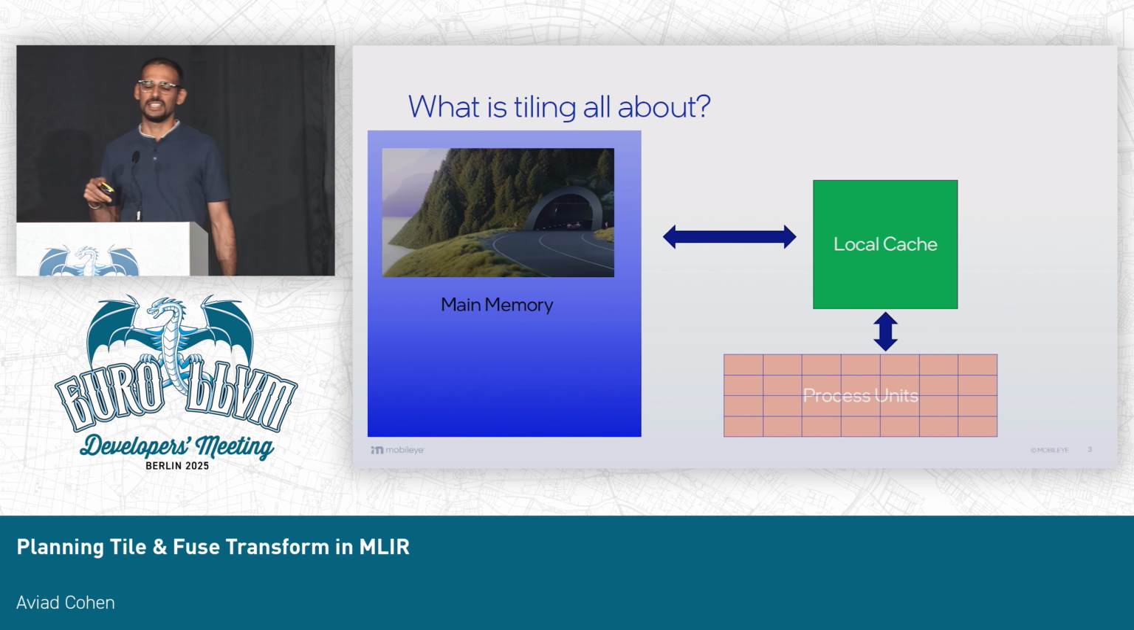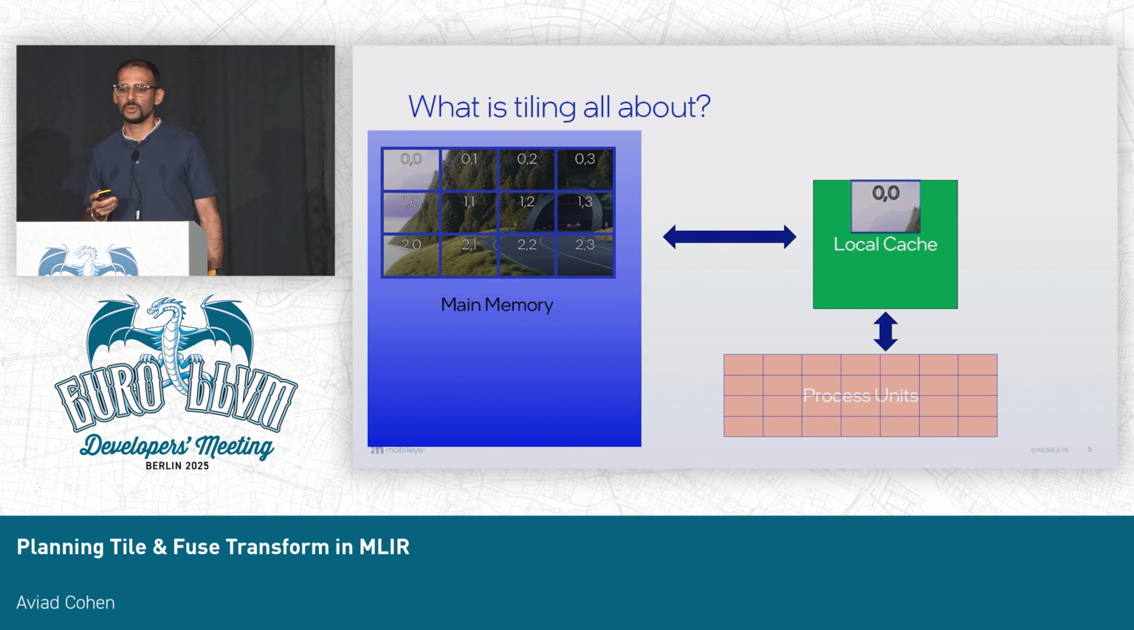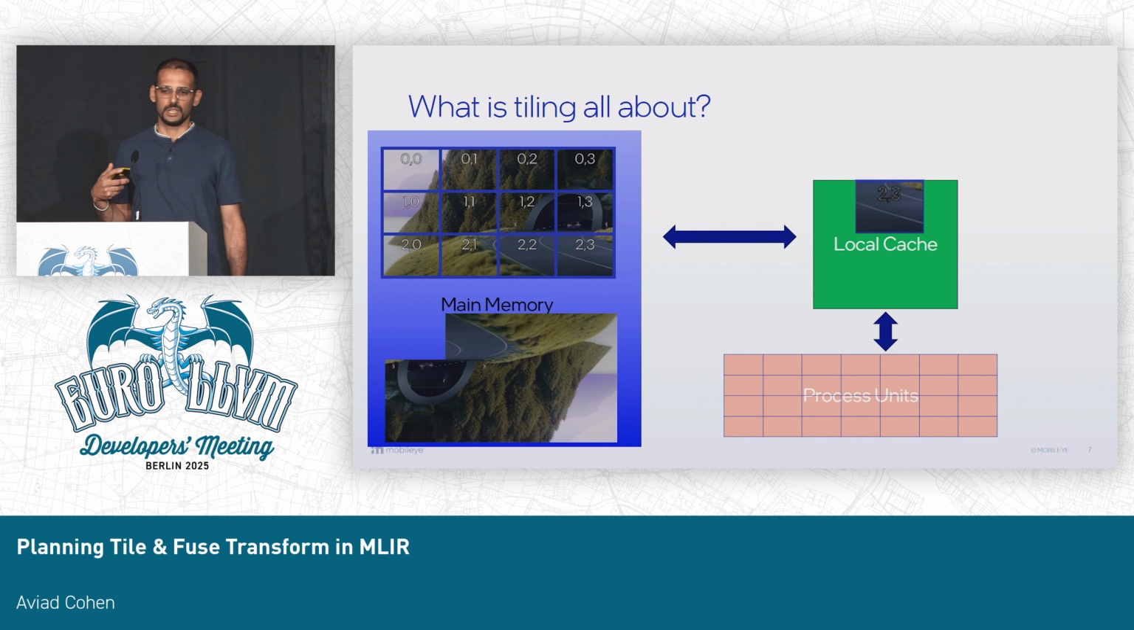So the cache is much smaller than the main memory. What can you do? You can split the picture into small chunks called tiles. And now you can process each tile separately, and once you finish with the processing, you can write it right back to the main memory. And you can do it iteratively until you finish with the whole picture. In addition to that, you can fetch multiple tiles together into the cache and parallelize the work.